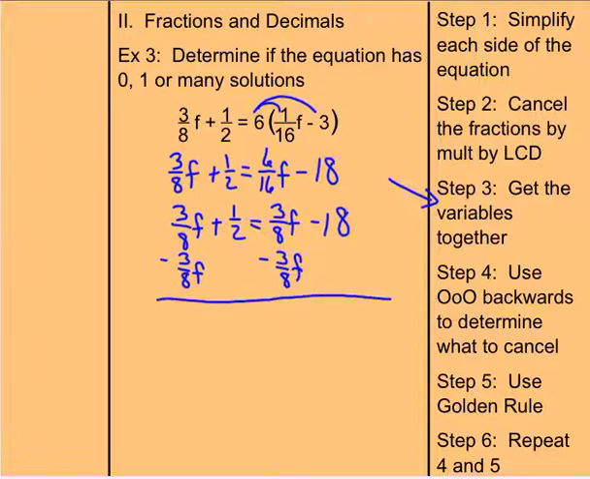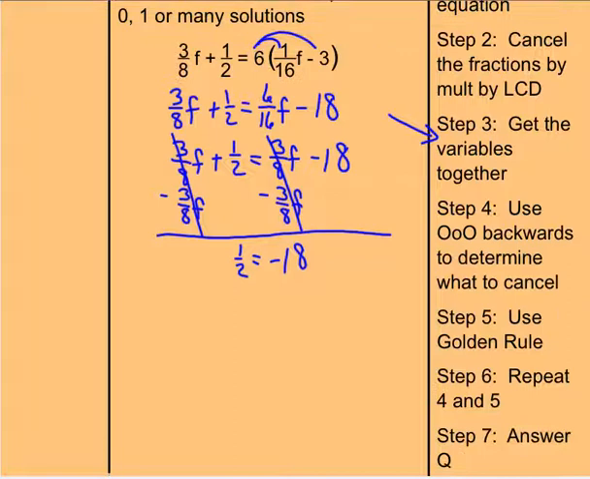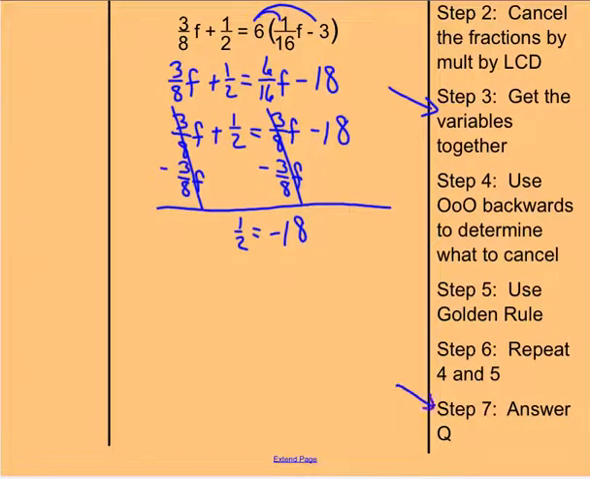Alright, so on the left-hand side, my 3/8 f's cancel, leaving me with 1/2. On the right-hand side, my 3/8 f's cancel, leaving me with negative 18. My variables disappeared, so I am jumping down to step 7. Answer the question. Does 1/2 equal negative 18? No. So there are 0 solutions.